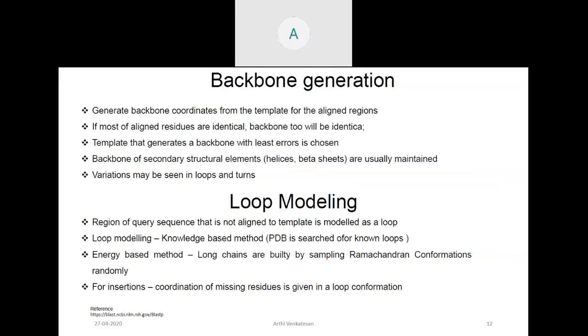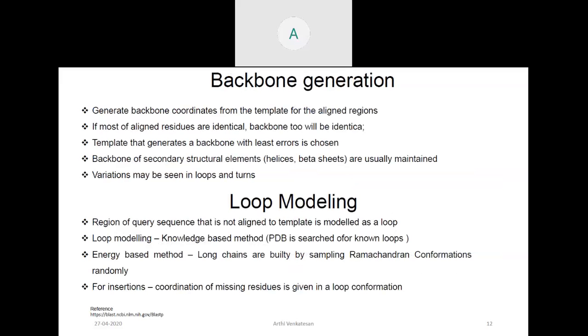In this case, as I have already mentioned, I'm not going to look for only one template. I'm not going to look for only the monkey sequence. I'm going to look for many other sequences, and from those I will choose the best template. Here they have mentioned why we use a best template: to rectify the error. If you find more errors in the backbone, you will not consider that particular template. The backbone of secondary structural elements can also be considered and maintained, so variation can be seen in loops and turns.